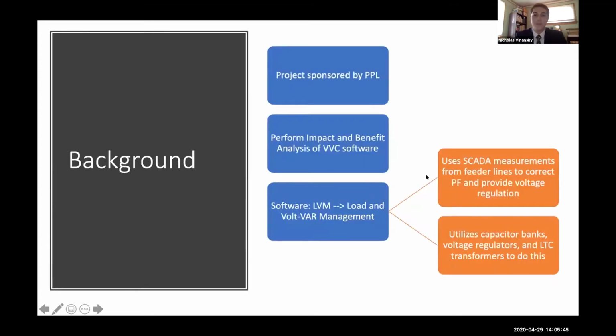To begin, my project is sponsored by PPL, specifically by their distribution operations team. And my goal is to perform an impact and benefit analysis of the Volt-VAR control software. Essentially, my goal is to determine how PPL is benefiting operationally as well as financially from the use of this Volt-VAR control software. The software that they use is called Load and Volt-VAR Management, or LVM.